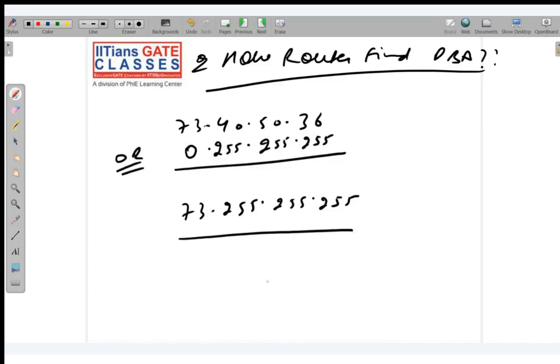Yes, sir. So what is this number? First of all we have to find the class. Obviously, the class is A, so the net mask was 255.0.0.0. So I have done bitwise NOT on the net mask, and after doing bitwise NOT, I have ORed it with the given IP address, and finally I have got this.